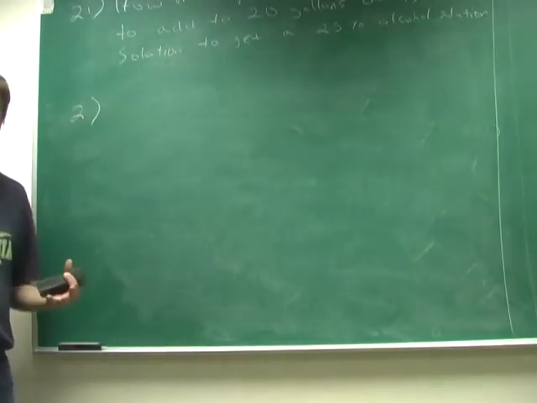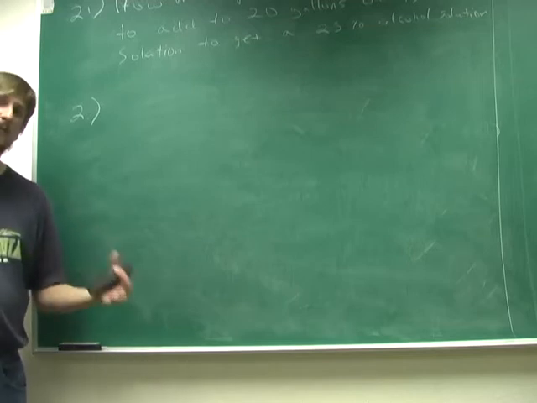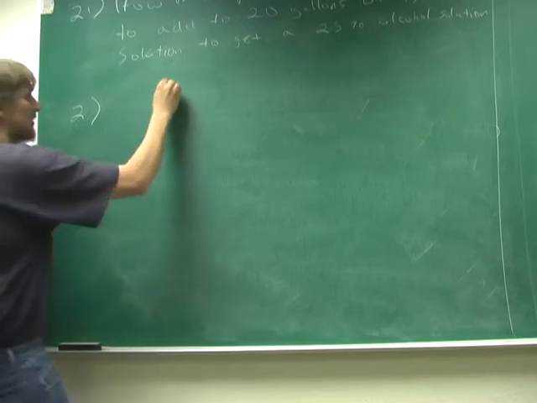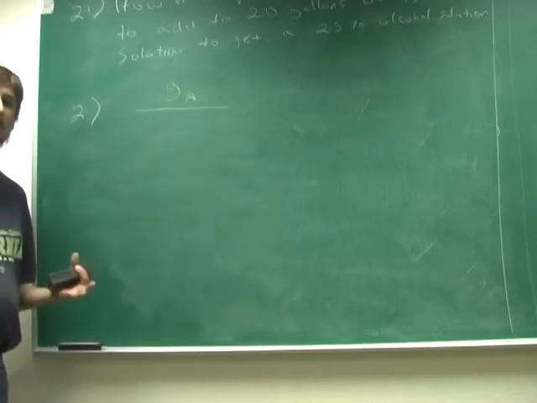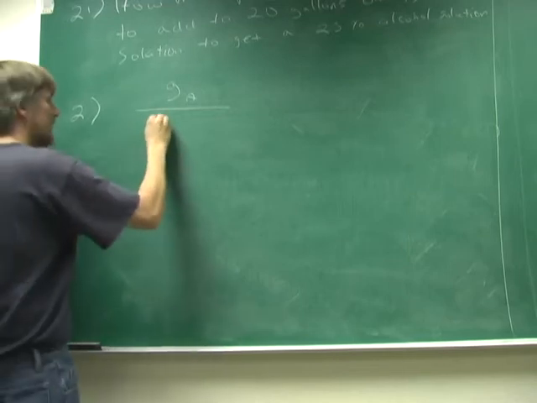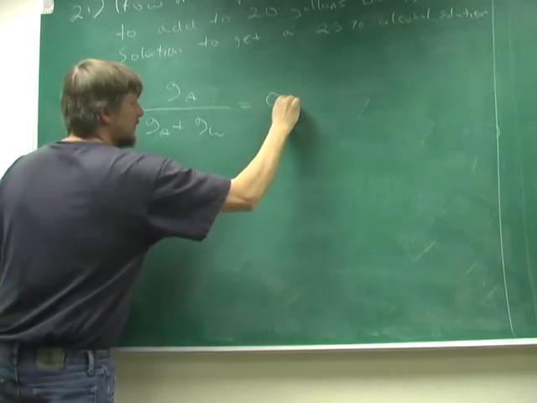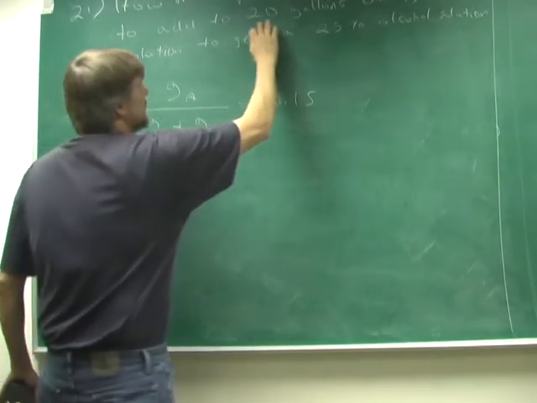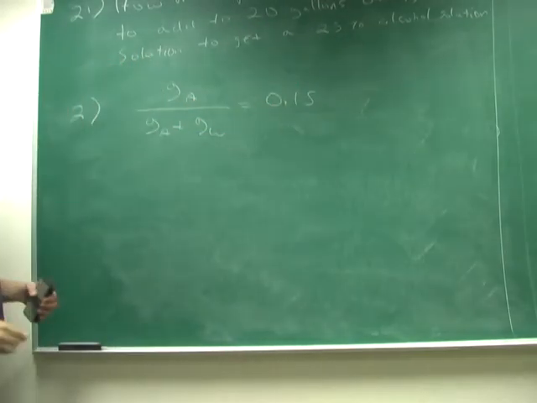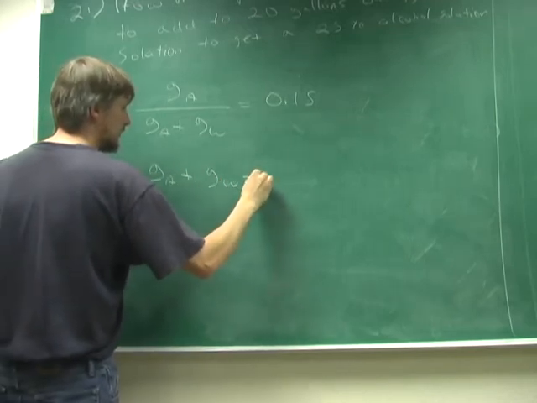Well, we have one equation right out the door, and that's the equation that describes where we get our 15% from. It's the original amount of alcohol in our solution divided by the total volume of that solution, which is the gallons of alcohol plus the gallons of water. This ratio is 0.15. We also know something else: the original solution has 20 gallons. So we know that g sub A plus g sub W is equal to 20.